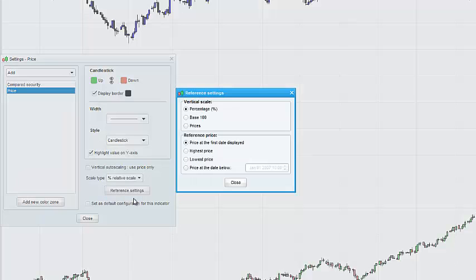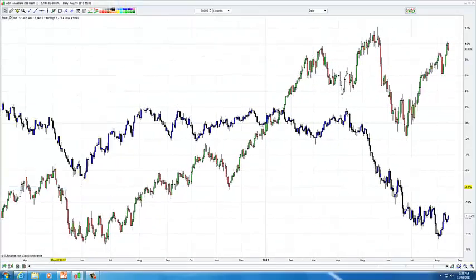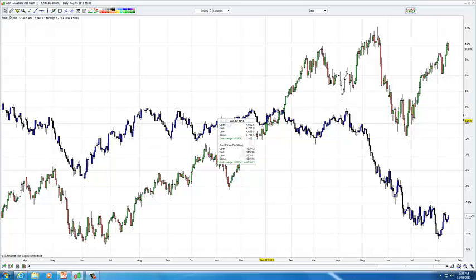So we hit on the relative scale, and then we click on the price at the date below, and then we can change this to the beginning of the year 2013 and press close. So as you can see, from 2013 the chart is now looking for the outperformance that we've had. The Australian dollar has fallen 11.7%, whereas the ASX 200 has gained 9.36%.